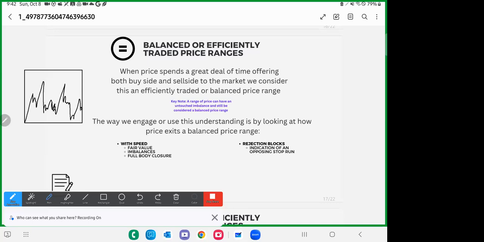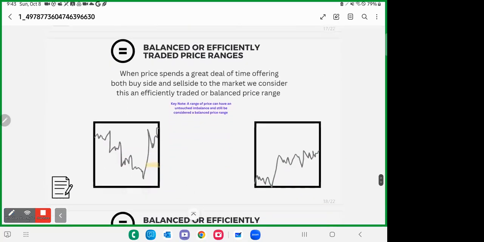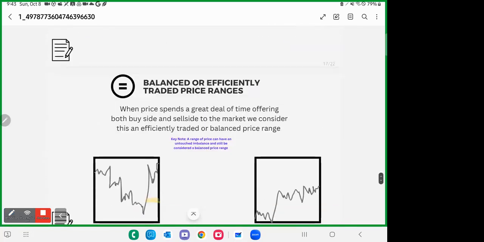All right. Now, the way we engage or use this understanding is by looking at how price actually exits a balanced price range. Right. So when it leaves the range, technically, that's when we say, hey, that's a BPR, it's a balanced price range. All right. But the importance is looking at how price actually exits that range. All right. Something else that I should bring your attention to, we'll come back up to this part.